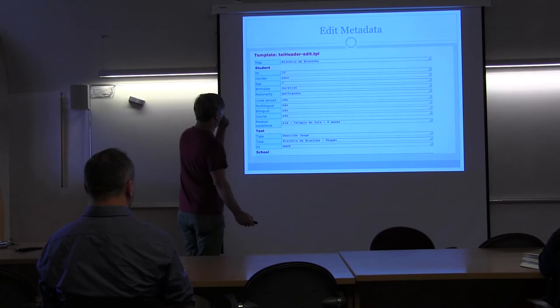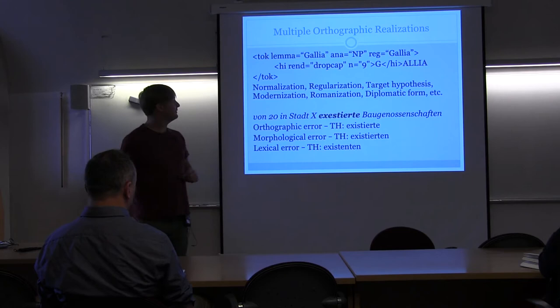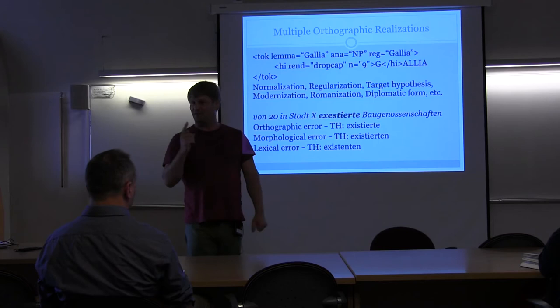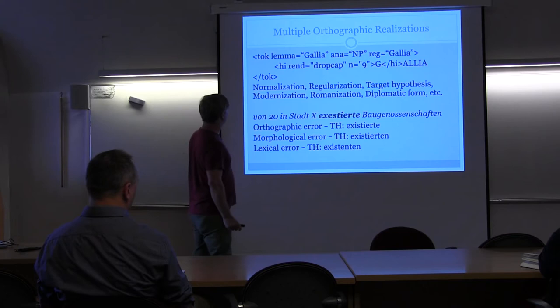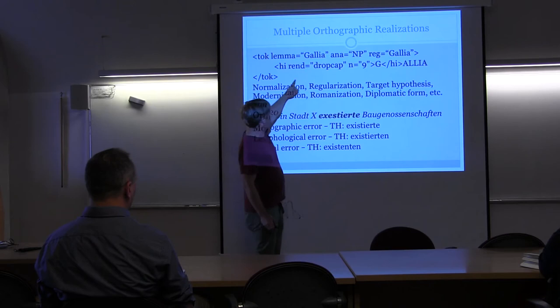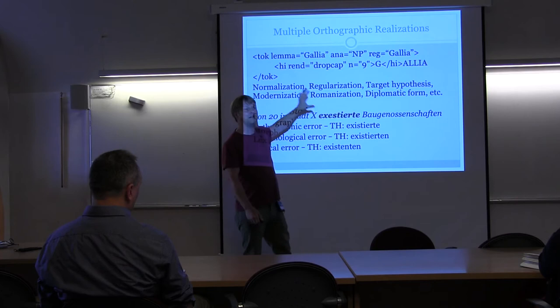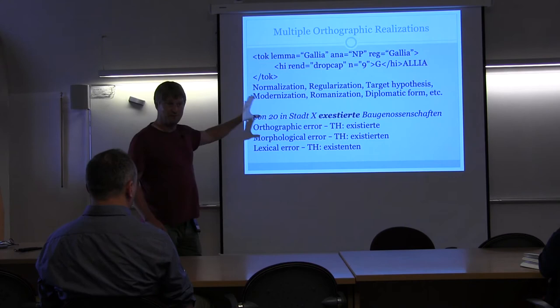Since you can define what you want to have in your XML document, you can have multiple orthographic realizations of the same word. Think of the original form and its normalization. But it doesn't necessarily even have to be one normalization. No, this is actually from a learner corpus. I'll show another one. We can define exactly which of these we want: the normalization, the regularization, the target hypothesis, the modernization, the romanization, the diplomatic form. All of these are different notions, largely similar, but all slightly different. And in your corpus, you might be interested in various of them.